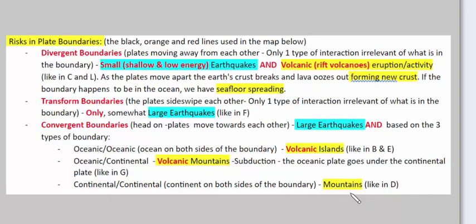We get mountains. So in which cases do we get volcanic activities? Divergent boundaries, oceanic-oceanic convergent, oceanic-continental convergent. Also this results in subduction. Where do we get seafloor spreading? Divergent boundaries. Where do we get large earthquakes? Transform boundaries, and any type of convergent boundary. Where do we get small earthquakes? Divergent boundaries.